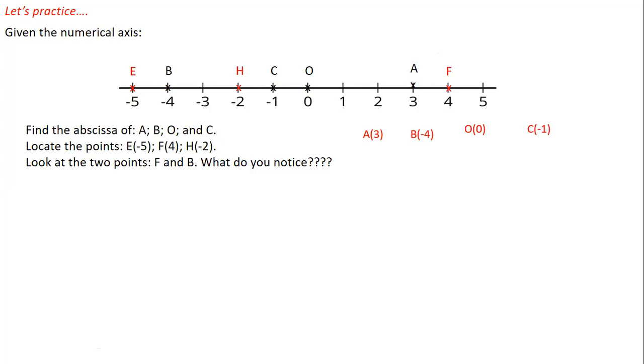Now I want to ask Maya. Yes, Maya. I want you to look at F and B. What is the abscissa of F? What is the abscissa of B? -4. How do you see these two abscissas? One is 4, the other is -4. What do we call them? They have same numbers, Maya, but different signs. What do we call them? I talked about it before.